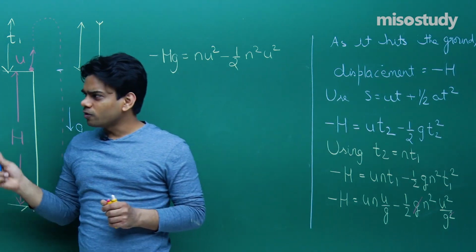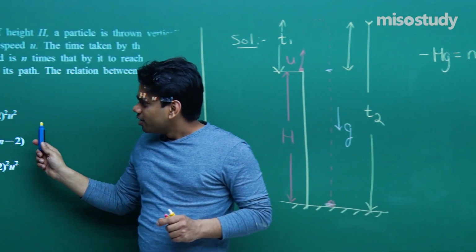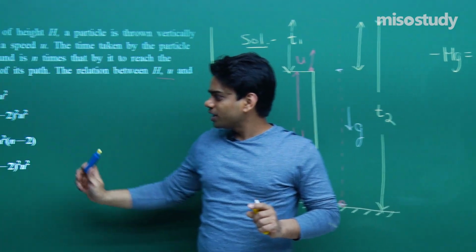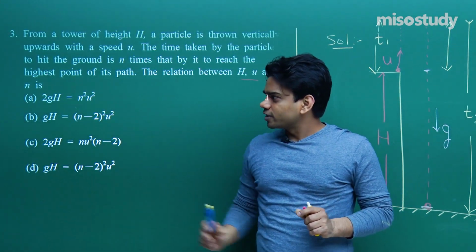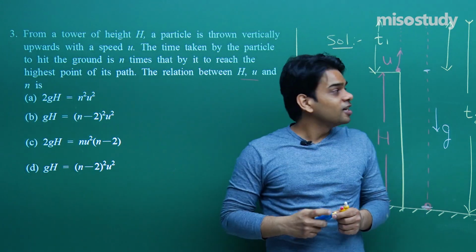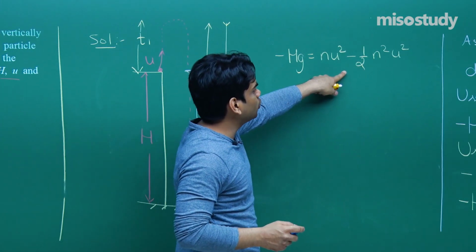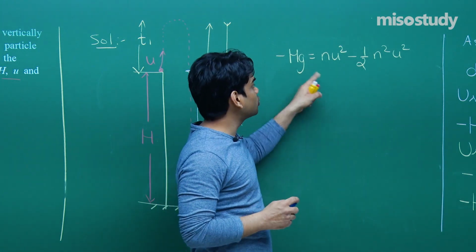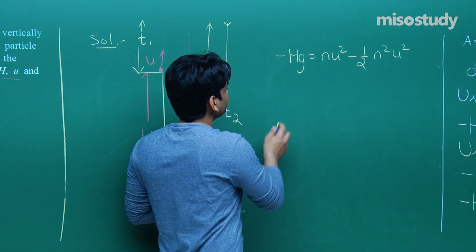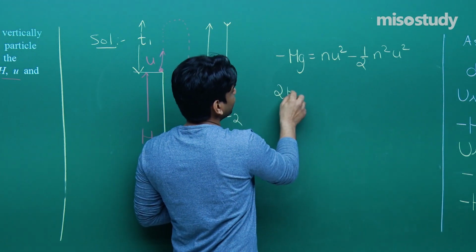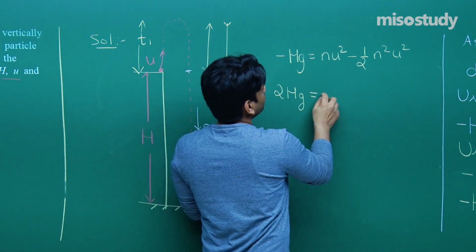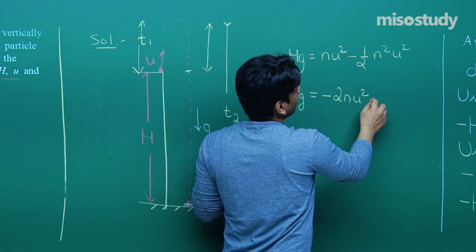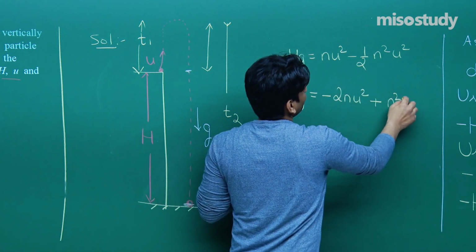Now let's try to observe the options. You see here, gh here we are having, and here we are having also gh, but here we are not having something in the half. So what I'm going to do, here we are having 2gh, and option number A also we are having 2gh. Let's try to multiply 2 everywhere and also multiply the minus sign everywhere. So we are going to multiply minus 2 with the entire equation, see what we are going to obtain. Minus 2 I am multiplying, so this will be 2hg is equal to minus 2 nu square, and here 2 will be cancelled out, and we will be left with plus n square u square.